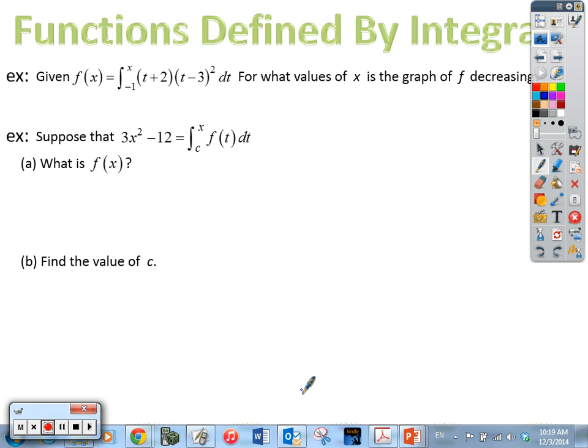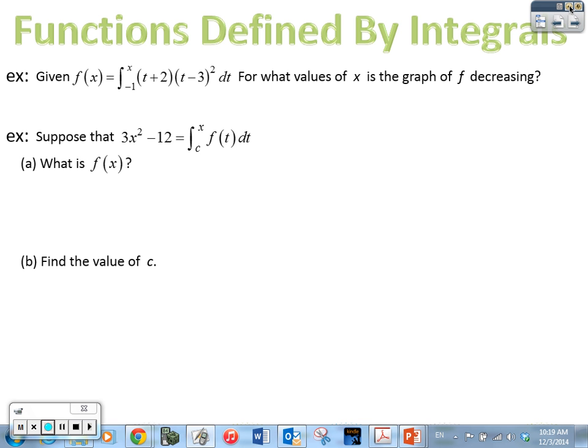Okay guys, let's take a look at today's lesson. We're going to be looking at functions defined by integrals. This is basically a continuation of what we did yesterday. We first started talking about functions defined by integrals yesterday with our accumulation function. If you'll remember, this portion right here, as we looked at yesterday, is actually the derivative of f of x. So f prime is what that is, just to remind you.